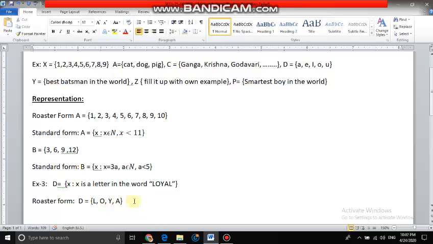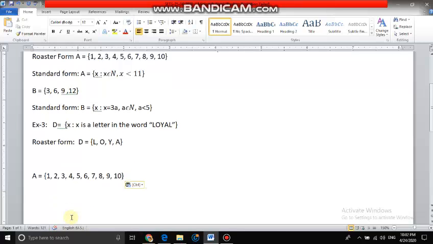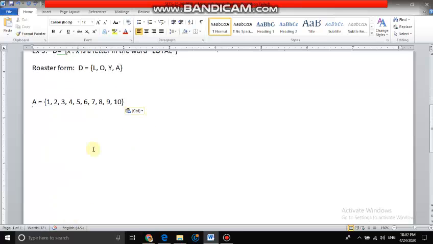The questions will be, they give the roster form and you have to convert into the standard form, or they give the standard form and you have to convert into the roster form. So these are the questions based on the representation of a set. These are the 1 mark questions. Now there are some notations. For example, I have taken the set A equals 1, 2, 3, 4, 5, 6.